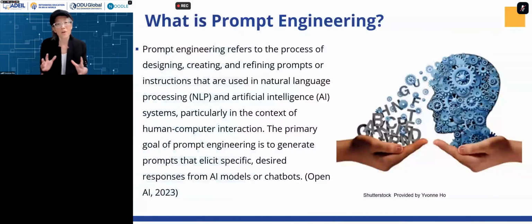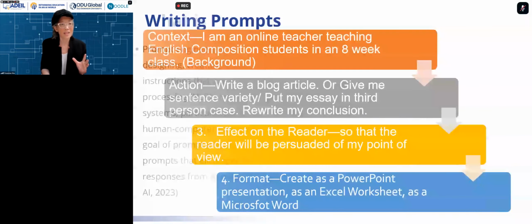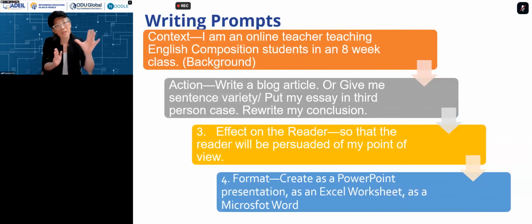And so before I go on, prompt engineering for me is being able to put in the correct prompts to get the results I want from ChatGPT. And so that's prompt engineering. And so I say that there are 4 sections to writing a good prompt in ChatGPT. First, you put in the context.